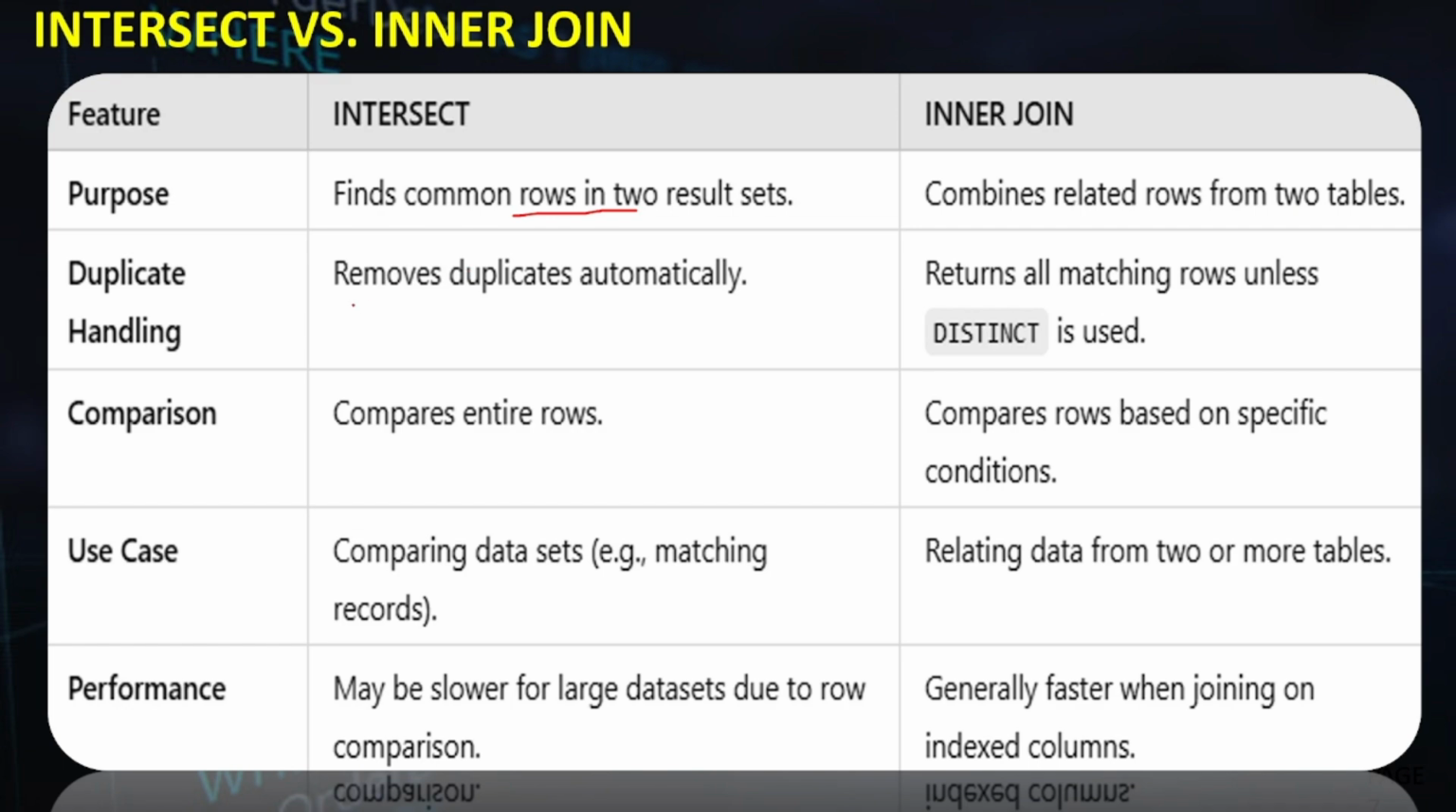By default, the duplicates are removed in case of intersect. But in inner join, if you want to remove the duplicates, you have to use distinct. Intersect compares entire rows, but inner join compares only the specific condition. So I'll show with an example.